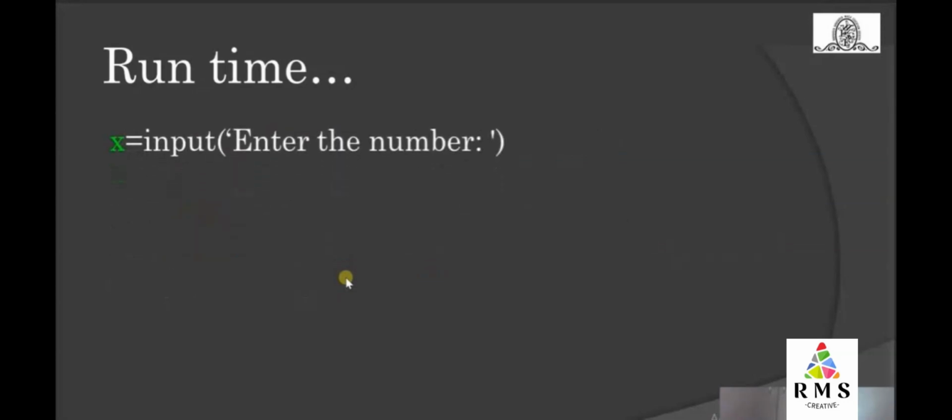Okay, so now we have seen when the string is entered by the user, it can be used in our program, right? Now let us see what about the integer or float number. X is equal to input, enter the number. Over here, user is expected to give the number as the input. Print X. Okay, this will be printed.